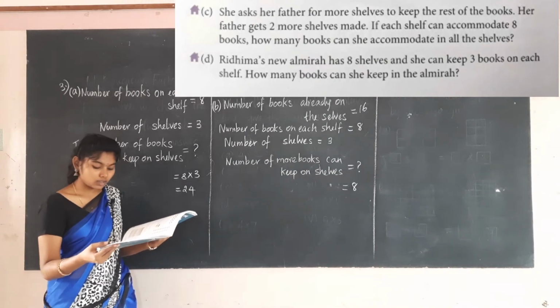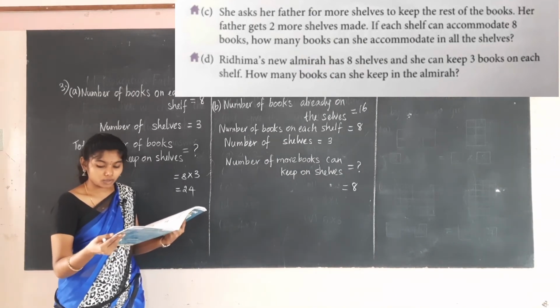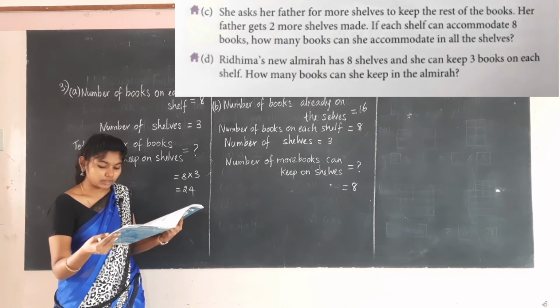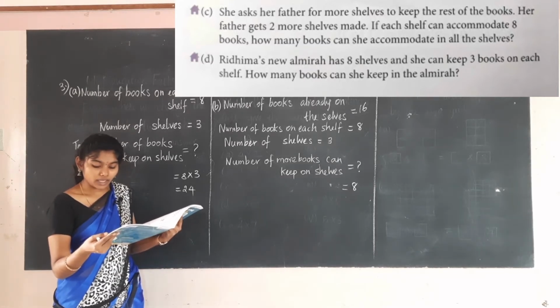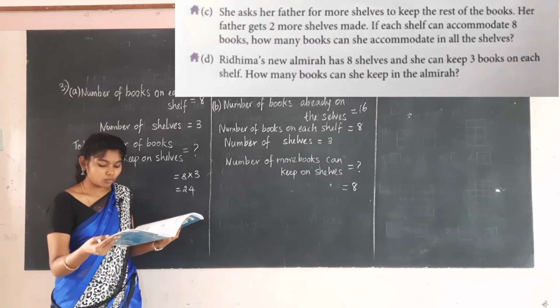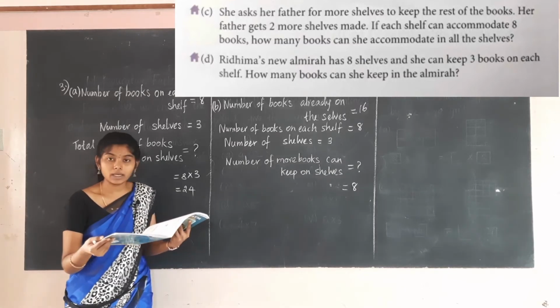She asked her father for more shelves to keep the rest of the books. Her father gets 2 more shelves made. If each shelf can accommodate 8 books, how many books can she accommodate in all the shelves?